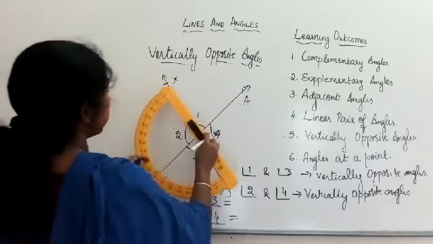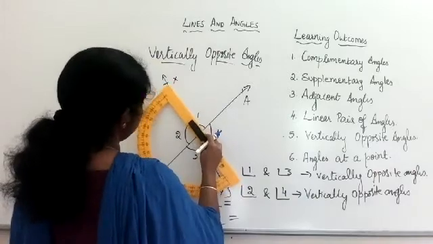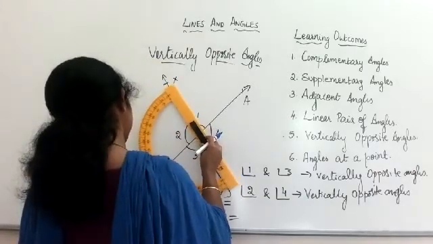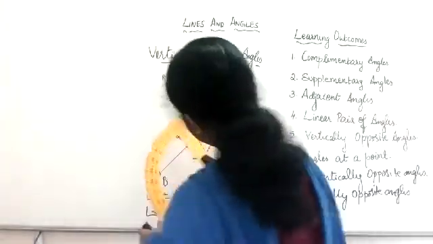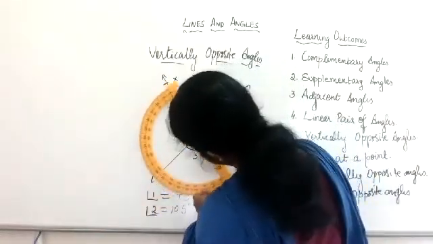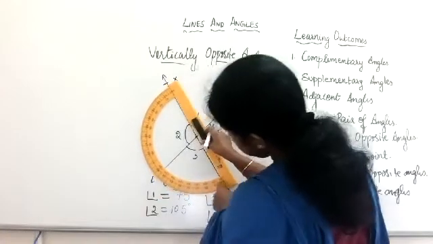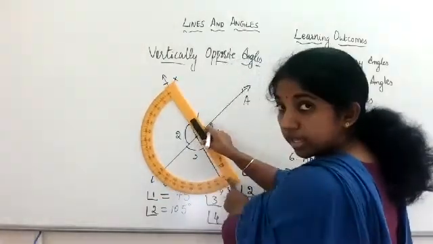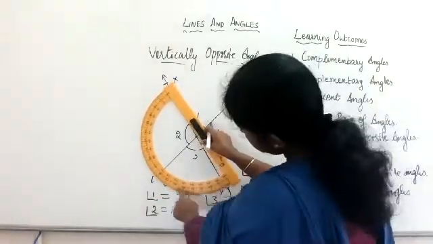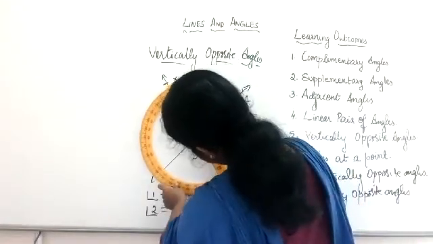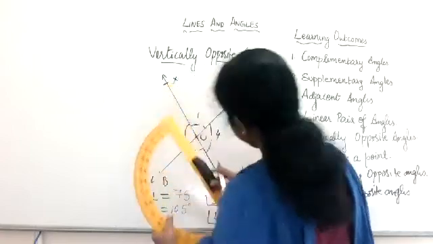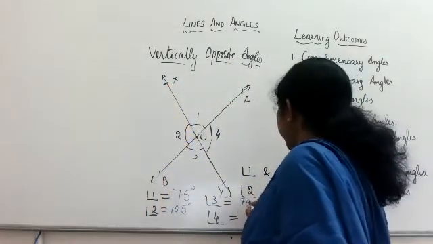Angle 2 is done. Angle 3 we have to measure. So I have to measure from this side because my base is this side. So I have to measure from this 0. Where does it reach? It should reach, yes, it is coming to 75 degrees. Angle 3 is 75 degrees.